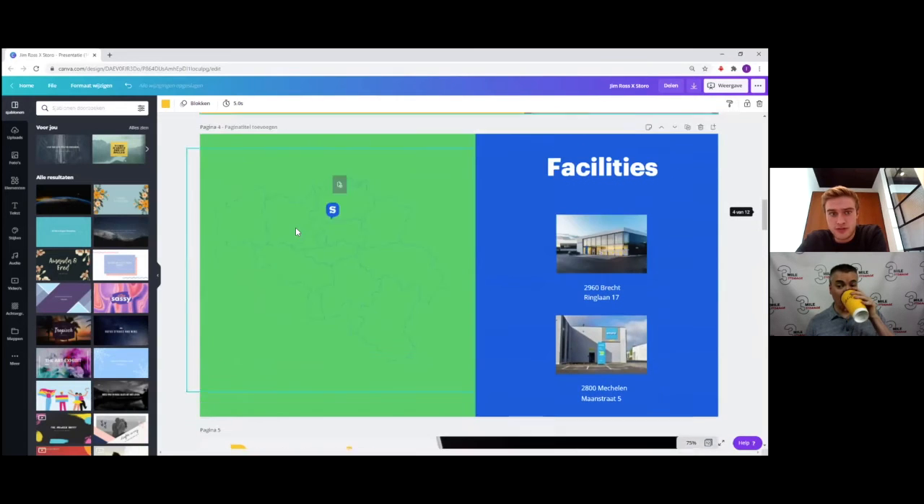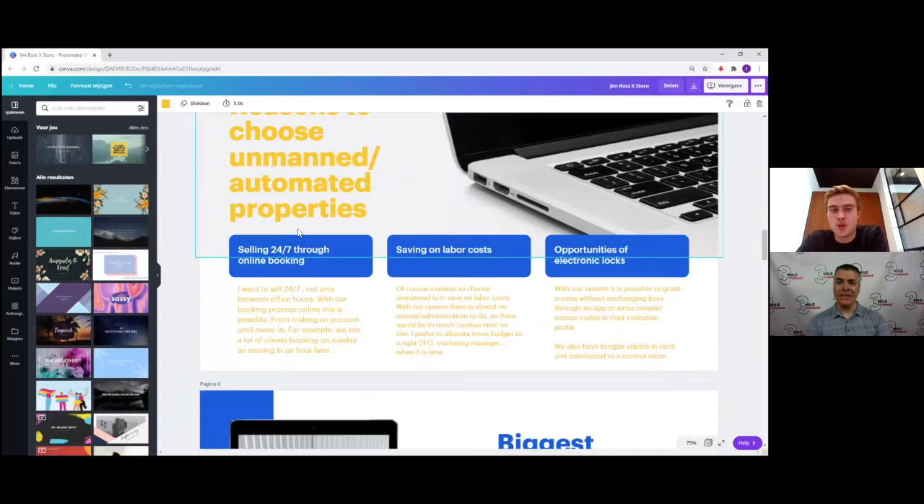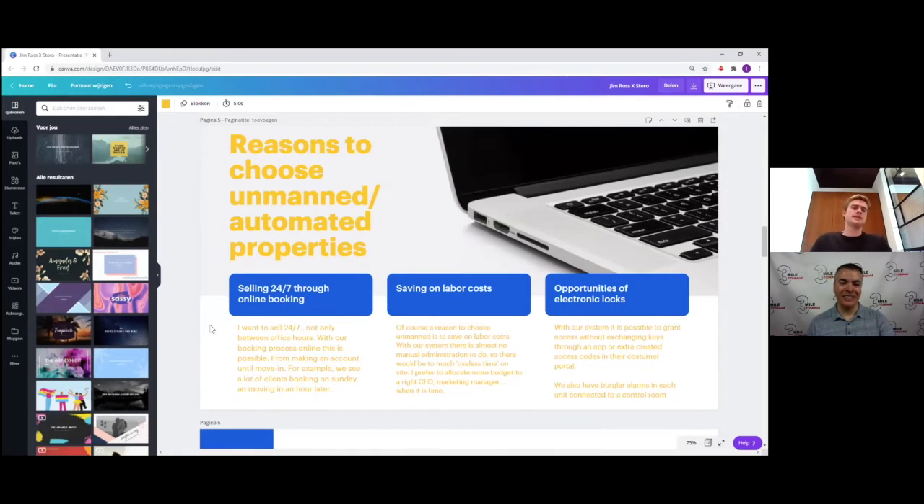We have two facilities at the moment. Maybe the most important question is why we chose the unmanned model. I don't like to always talk about unmanned. I call it more automated self-storage, because it's not because we are unmanned that there is no customer contact. We have a lot of chats and touch points with our clients. So it's not really unmanned, but I'm going to talk about that also. Why I chose it? I just wanted to be in a position to sell 24/7, not just between office hours.